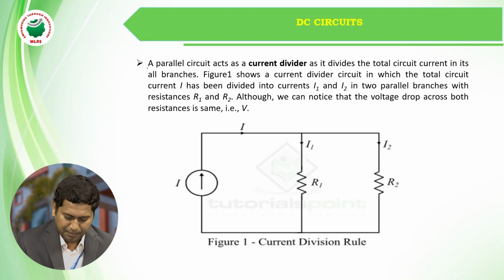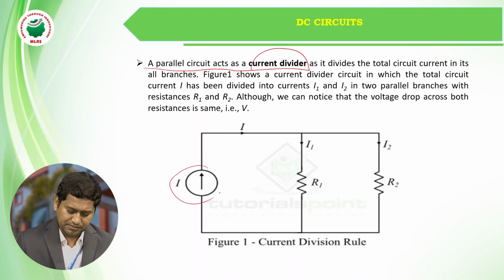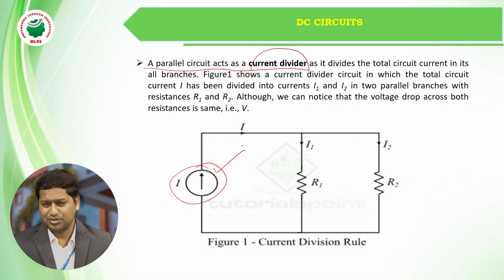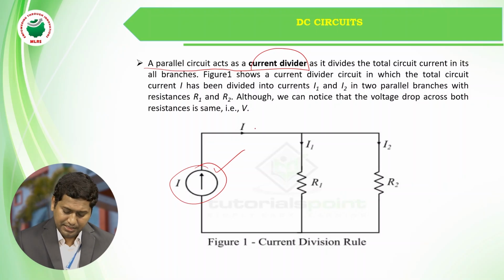So a parallel circuit acts as what? Current divider. So if you see here, this is a source current, or I can say the total current. Current is getting divided for resistor 1 and resistor 2.